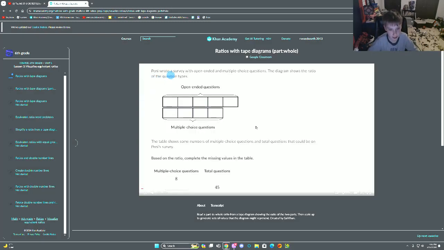We're told that Ginny wrote a survey with open-ended and multiple choice questions. The diagram shows the ratio of the question types. So what it shows us is that for every 5 open-ended questions, there are 4 multiple choice questions. Okay, and let's be clear, this is showing the ratio of open-ended questions to multiple choice questions.